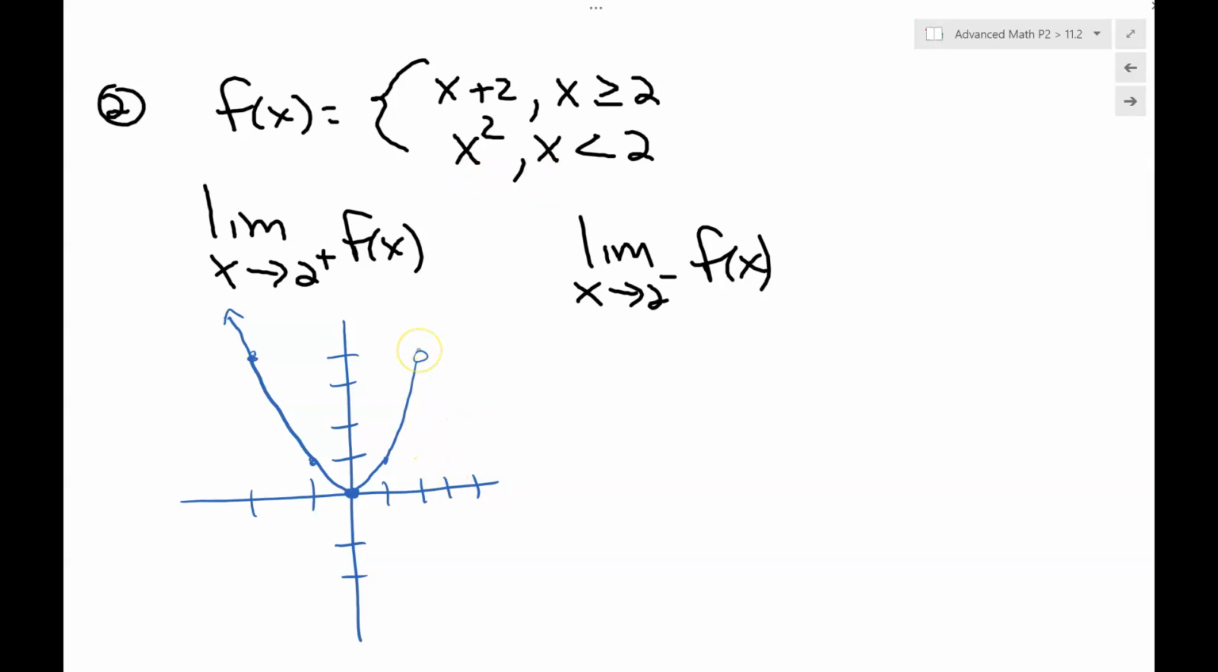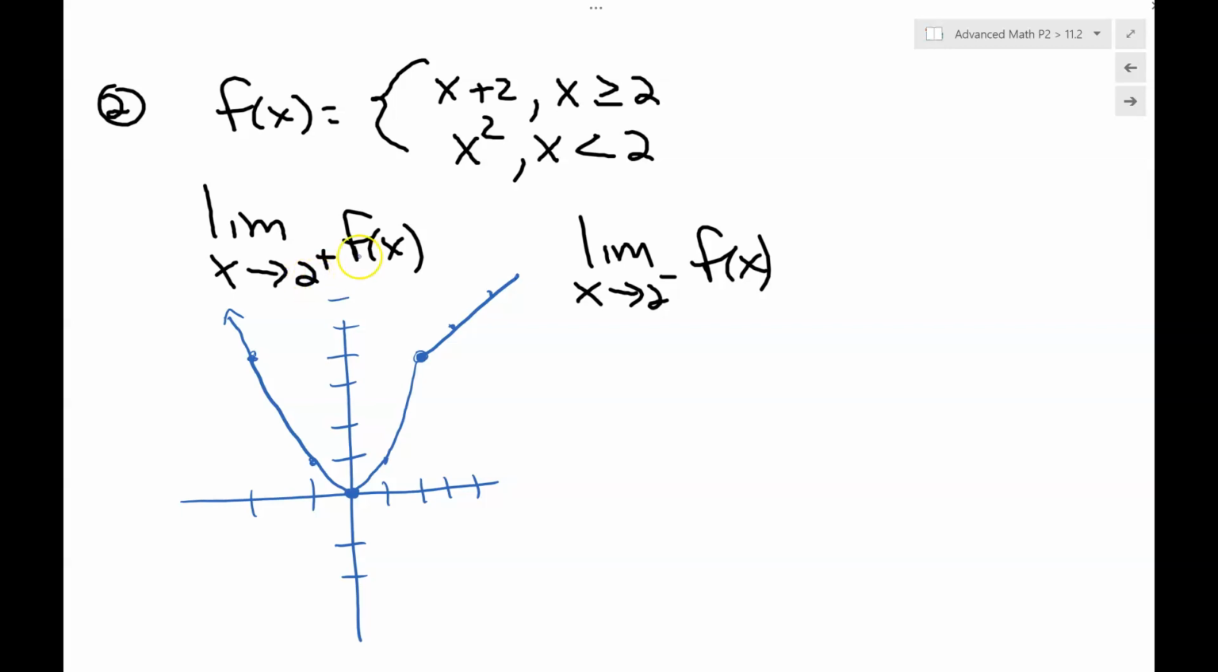x plus 2 would be the other graph. We've talked about how to do this before. We could go to 2 and plug in, and it's going to be at 4. It's actually going to be a closed circle there. But at 3, I'm going to be at 5. At 4, I'm going to be at 6. So it's going to be a line like that. Okay? All right, make sense? Kind of looks like that. Don't worry, you're not going to have to graph these. I'm going to show you another way to do it.